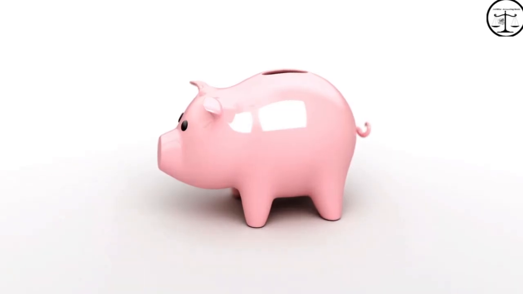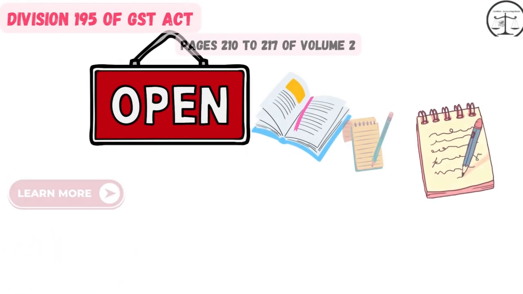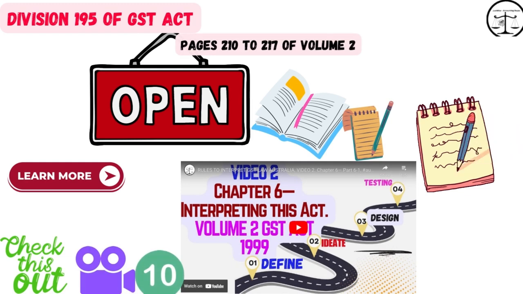Let's break into it. Please find on screen words from the GST Act 1999. We will explain these words on screen in a later section of this video. These words are from Division 195 of the GST Act. This division is the last division of the GST Act 1999. On screen are the words from pages 210 to 217 of Volume 2. Please check our last video, that is video number 10 of the GST video series. We will read the words as we go along.